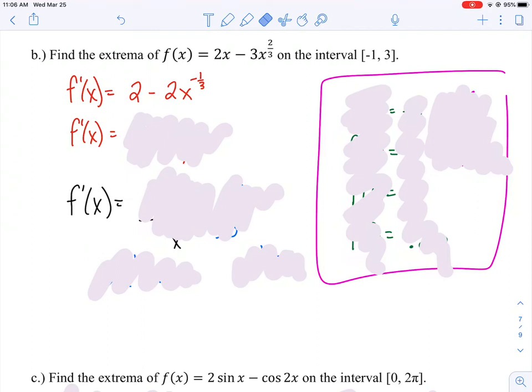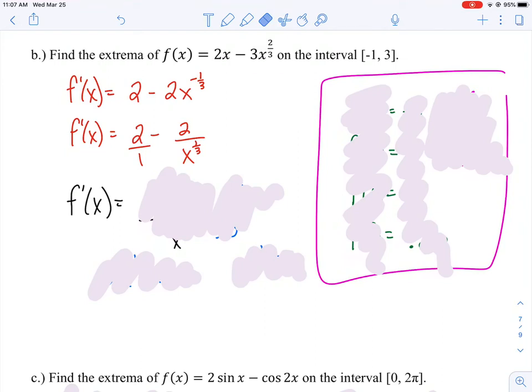So the first thing we have to do before we find our critical numbers is find the derivative. Pause the video, practice your derivative rules, and see if you get the same derivative as me. You should end up getting 2 minus 2x to the negative 1/3. I'm going to take that x to the negative 1/3 and drop it down to make it a positive exponent. So now I have 2 minus 2 over x to the 1/3.